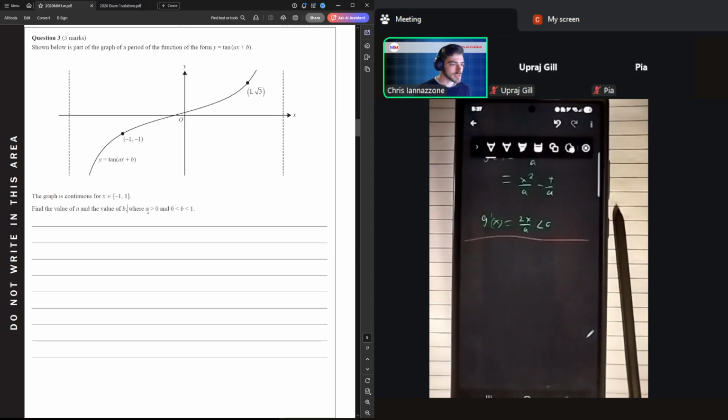There's some restrictions on it. A being positive should make a decent amount of sense given the shape of the tan graph. B being between 0 and 1. You could probably even guess what direction. Oh, maybe not. It's a bit harder to guess that one.